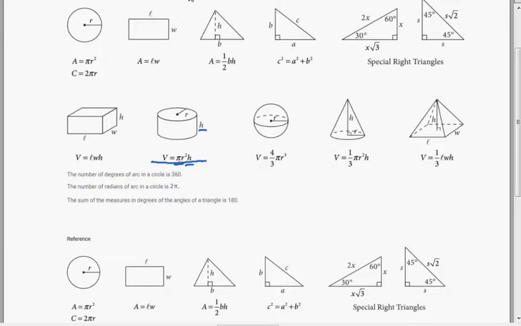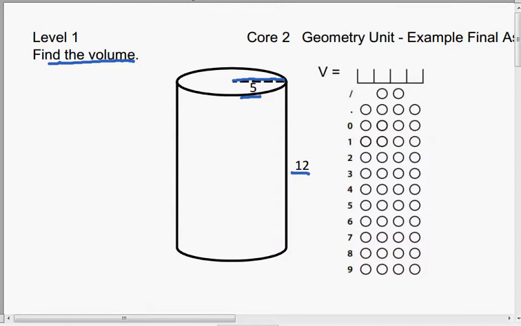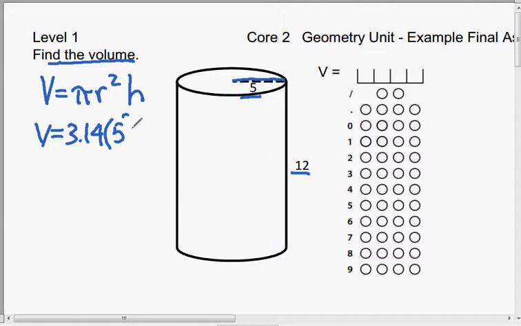So I go back to the problem. V equals pi r squared h. So V equals 3.14 times 5 squared times 12. So I go to the calculator.